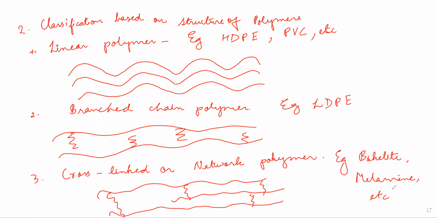Okay, so what is the classification we got right now? Classification is based on the structure of the polymer. Linear polymer, you will get long straight chain polymer. Example, high density polyethylene, polyvinyl chloride, etc. Then branch chain polymer, which you are going to get is the low density polyethylene. Cross-linked or network polymer is bakelite, melamine. Okay, so this is all about classification based on structure of polymer.